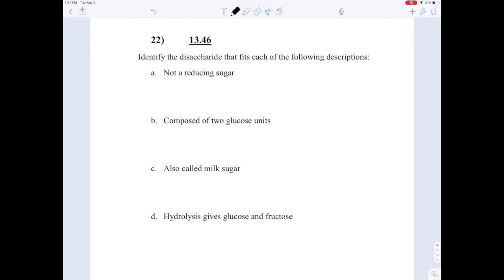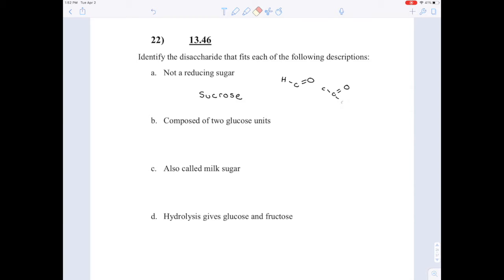Chapter 13, question 22, gives you some descriptions and asks you to connect those to a disaccharide. Now the first one is not a reducing sugar, and this one you wouldn't have to pay too much attention to, but the one of the three disaccharides that's not a reducing sugar is sucrose. A reducing sugar is a sugar that has an aldehyde or a ketone that is constantly flipping back and forth when you go from the straight chain to the ring.